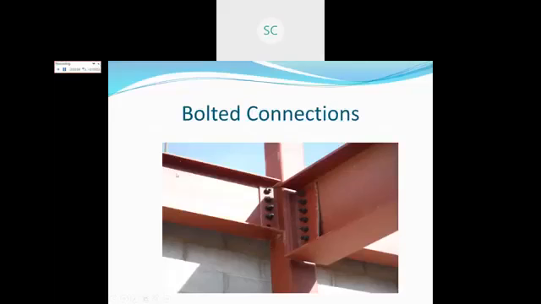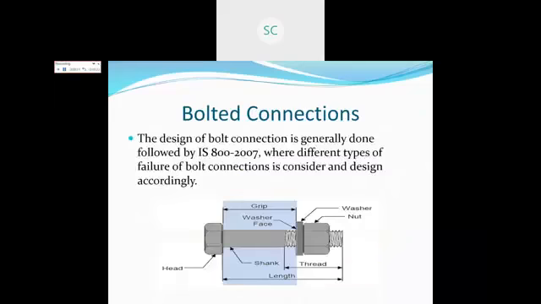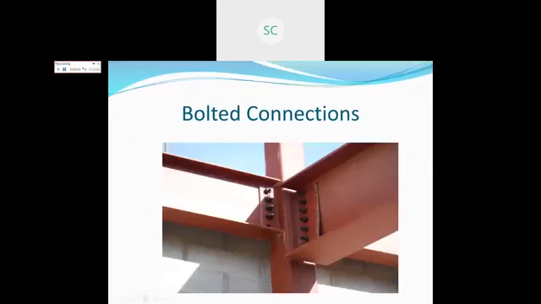You see this is the beam and column connection, and this is joined by the bolted connection. It is very clear from this figure what the bolted connection is and what the riveted connection is. This figure shows a very typical structural joint. This is the column and beam joint, having the bolted connection.